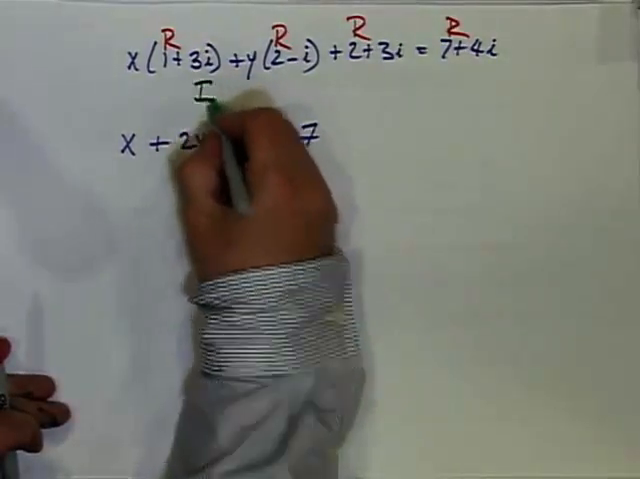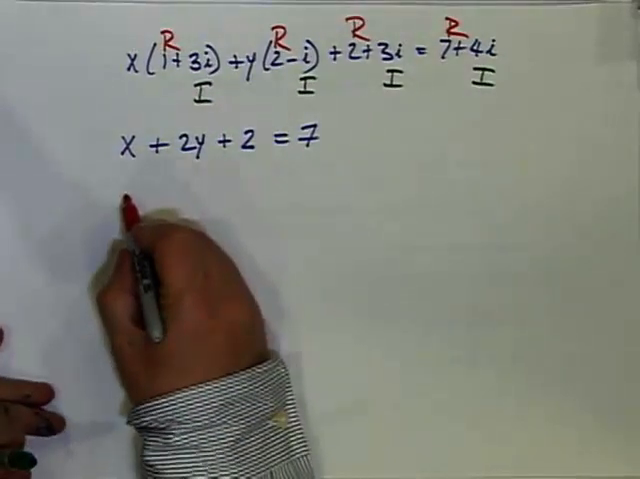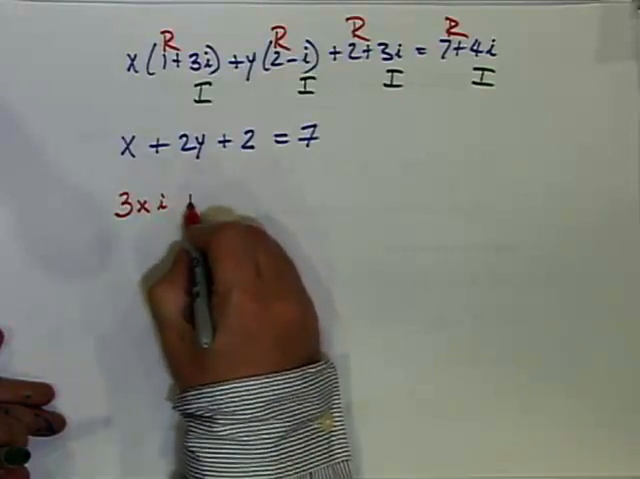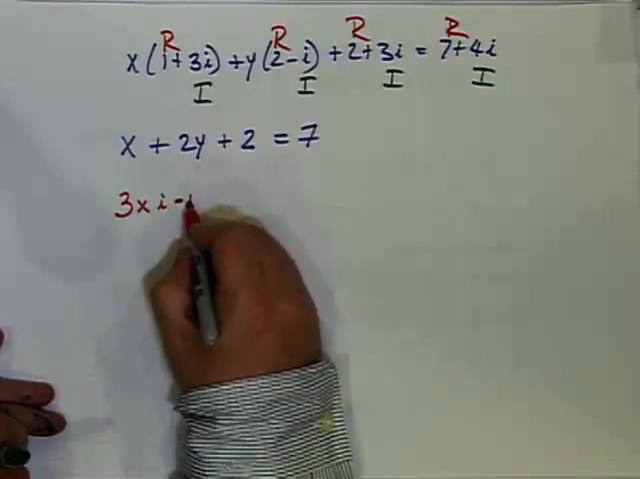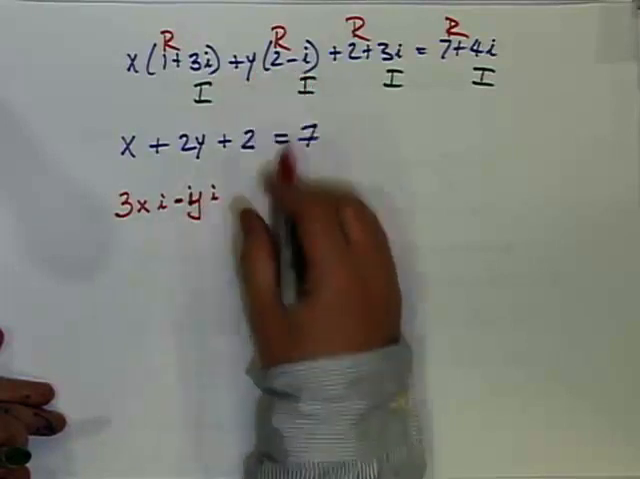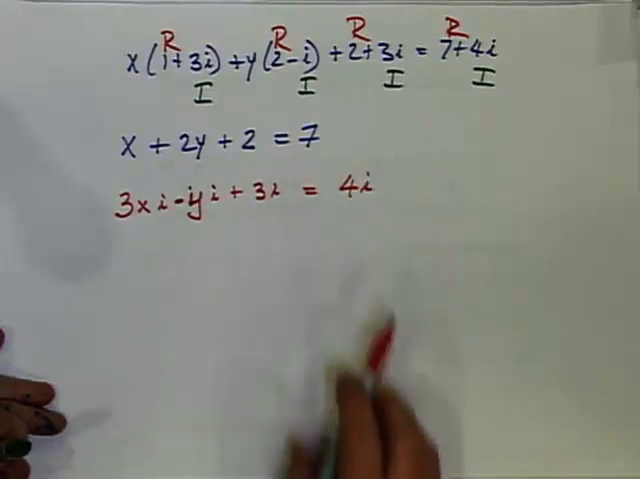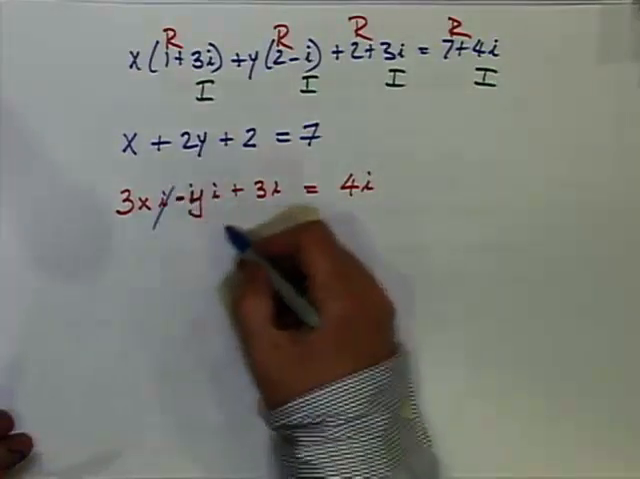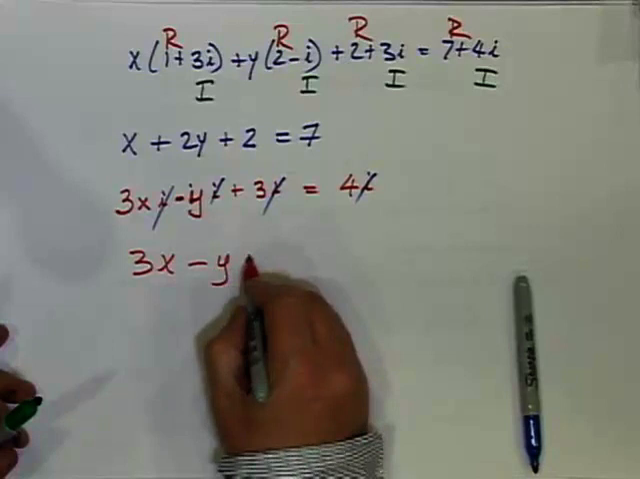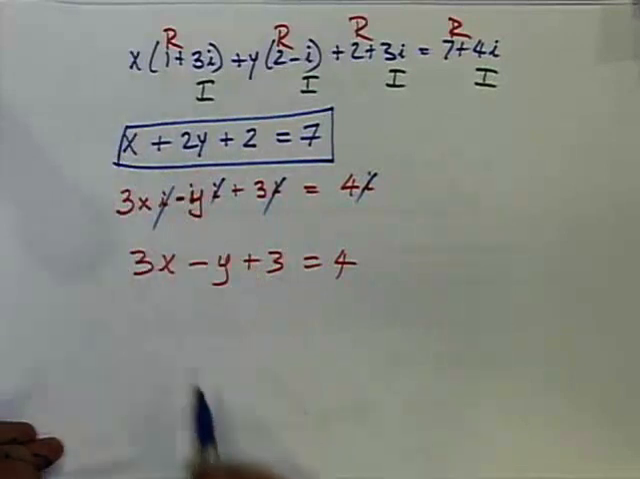And now let's look at the imaginaries. And we get 3xi minus yi, y times i, plus 3i equals 4i. But I don't need this i at all. That's the same as writing 3x minus y plus 3 is 4.